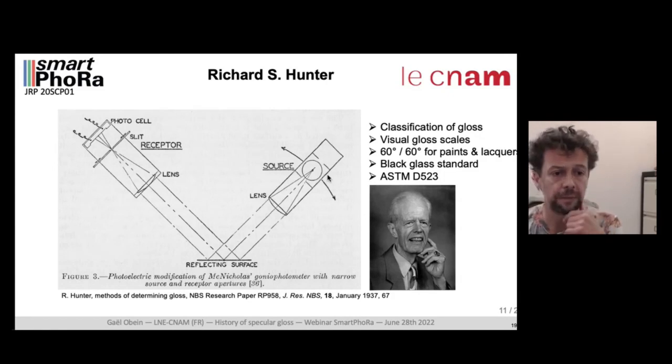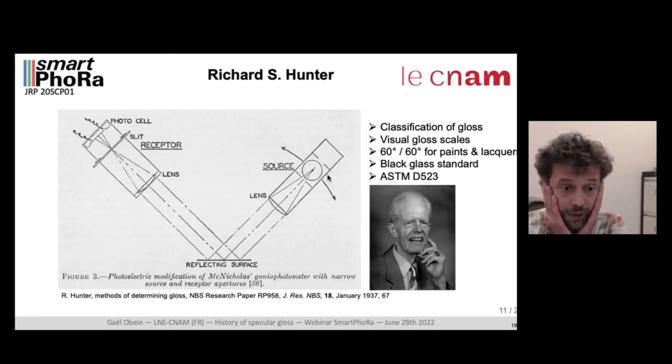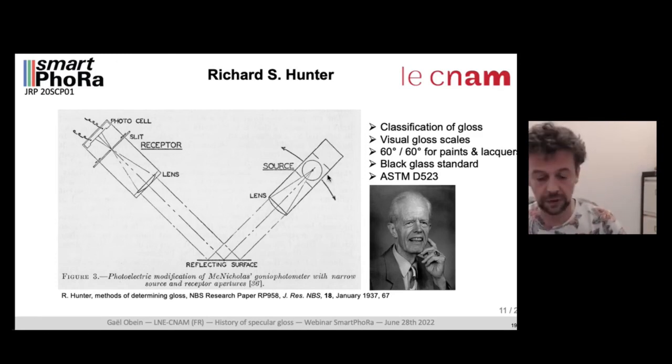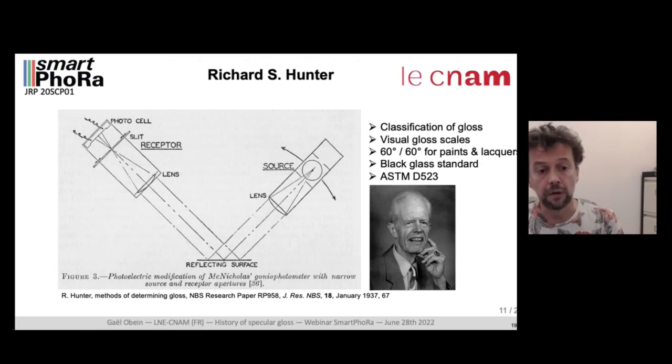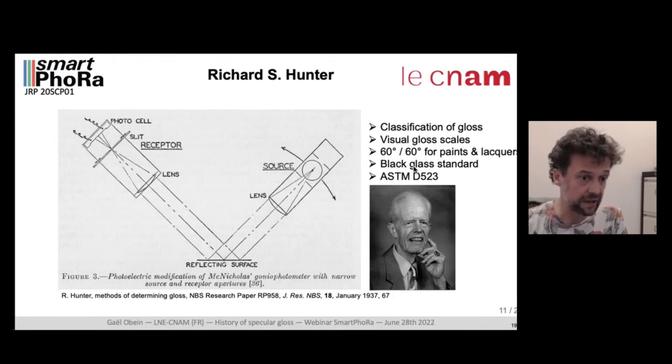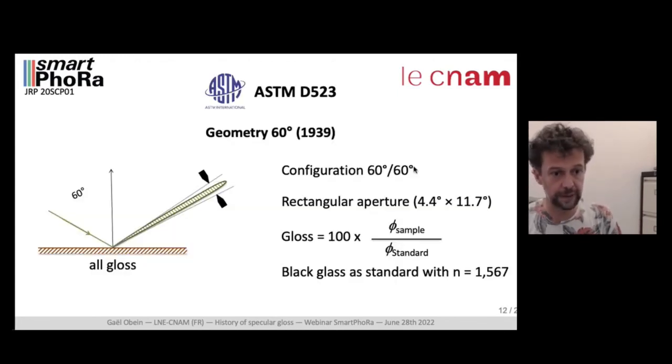And finally, this part I'm not completely sure about, I couldn't really find it in my books. But it's at that time that we moved from the comparison with a perfect diffuser to a comparison of the flux with a standard black glass. So Hunter also participated in the ASTM work and was one of the major contributors to D523, which is the standard that has given the ISO 2813 that we are using today.